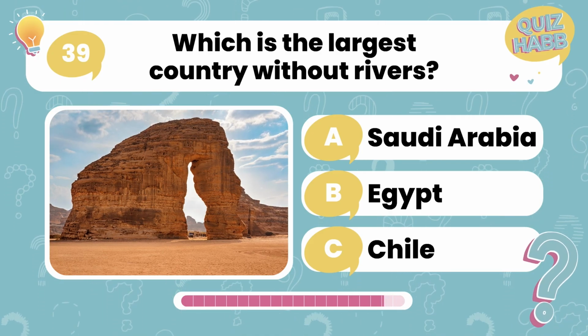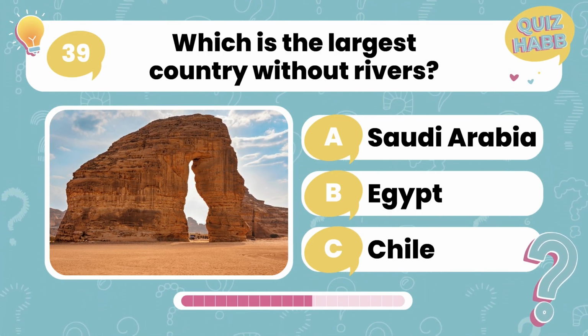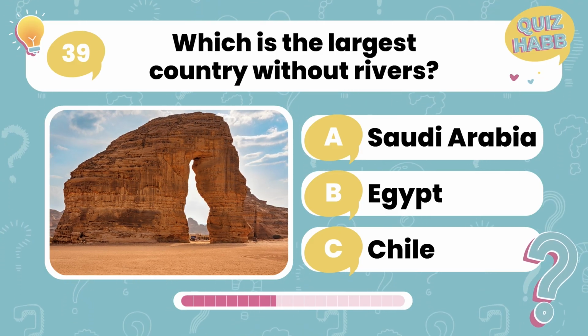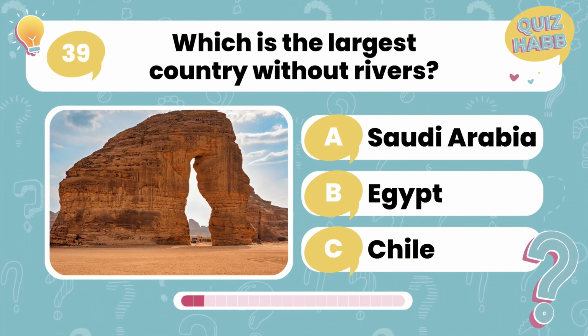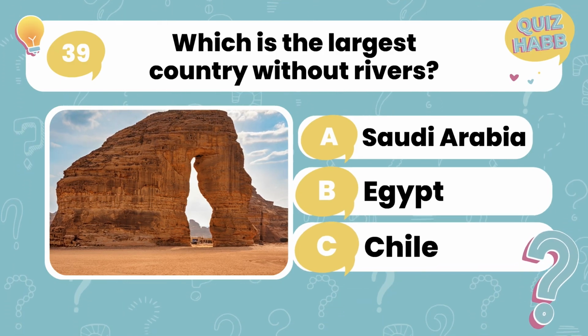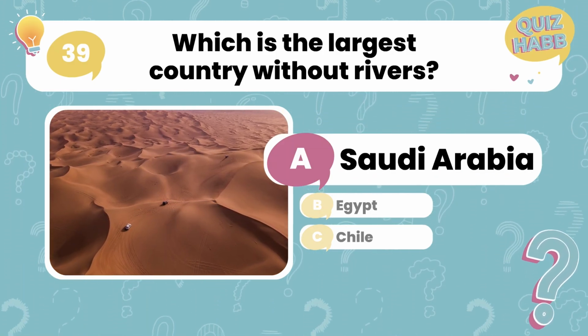Which is the largest country without rivers? A. Saudi Arabia, B. Egypt, C. Chile. Correct answer, Saudi Arabia. It has dry riverbeds but no permanent rivers.